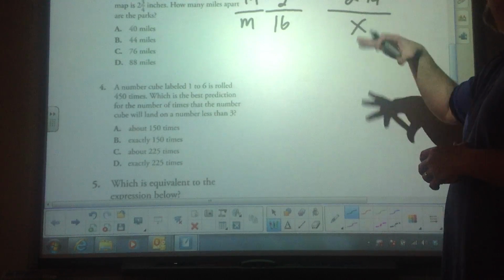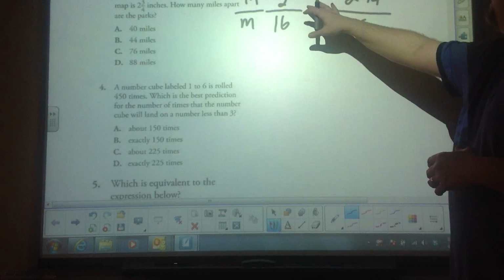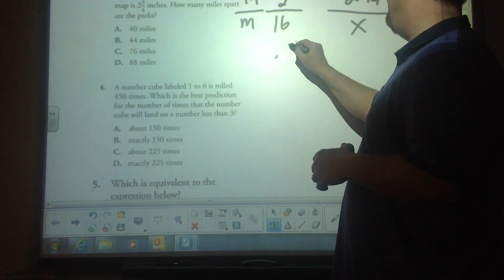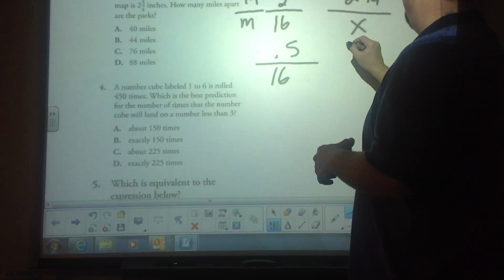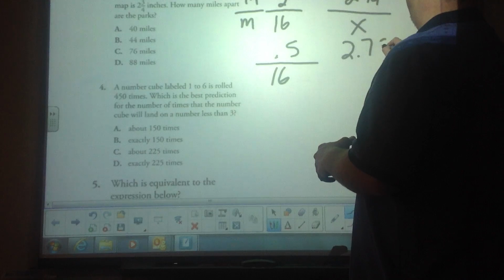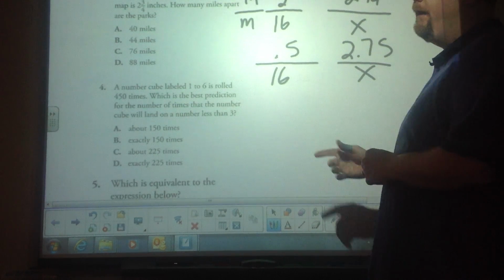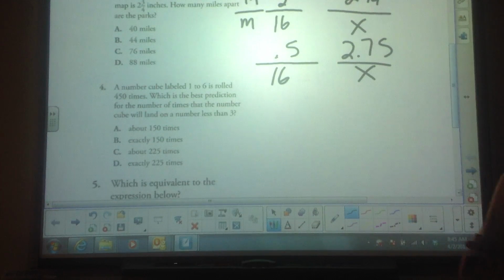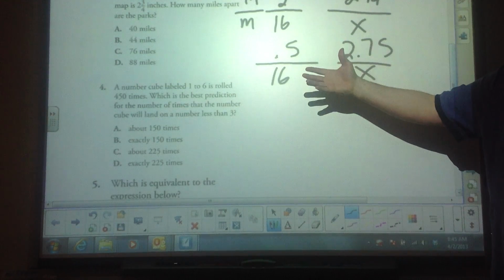But anyway, what I'm going to do is convert these to fractions, decimals, and then cross multiply. So now I've got 0.5, and I told you to memorize some of your easier fractions a long time ago, and this is 2.75 over x. Now another tip you could do, if you ever get a half mile like that, you could always double both of them. You'll have 1 over 32 if you want to do it that way.